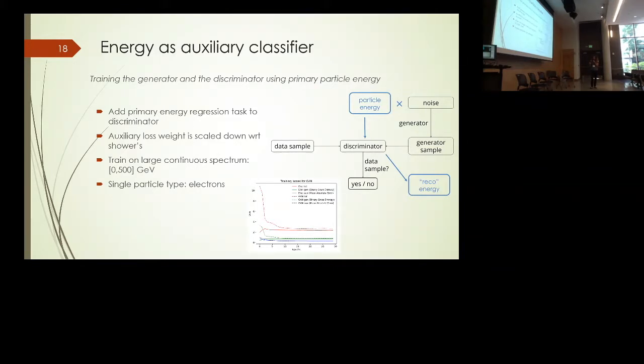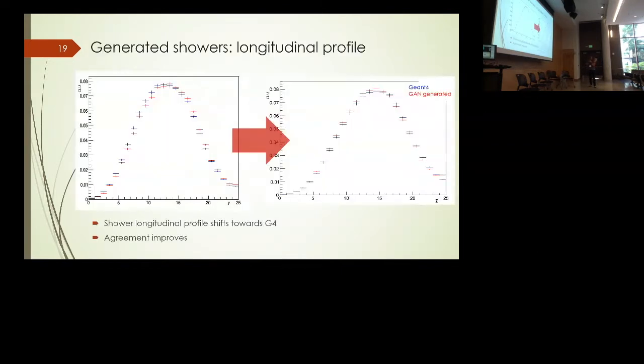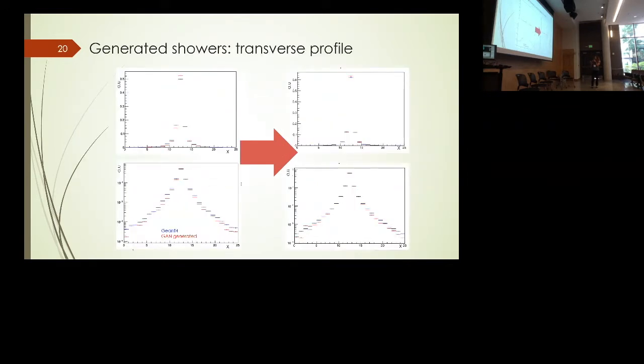If instead of looking at different kinds of particles, we look at the energy, and we train on a large continuous spectrum, then we are using energy as an auxiliary classifier, and it turns out that this is helping the work of our network. This is the same plot I showed you before. It gets better once we train including the energy. And this is true also for the transverse profile. You can see that for the X direction you go from this situation to this, so the bulk of the distribution is much better. The situation on the tails is comparable.